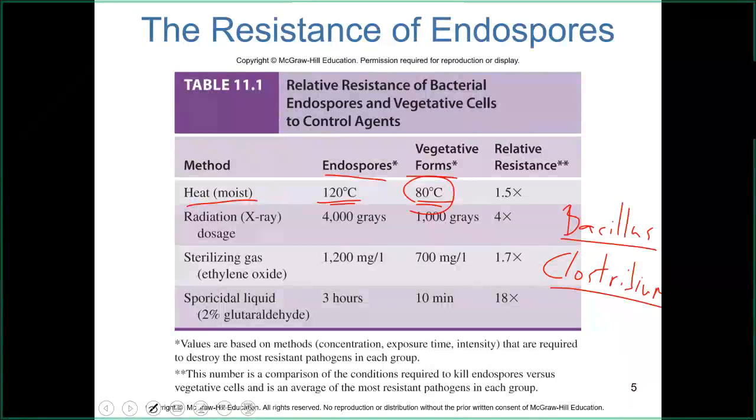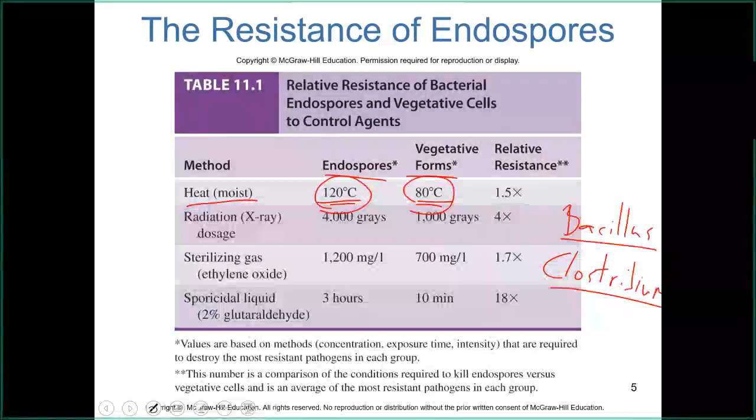But if you want to go higher than that, you have to increase the pressure. That's what an autoclave does, and that's what a pressure cooker does, the same thing. So that level there is what's obtained in a pressure cooker or an autoclave, and that's adequate to kill them.